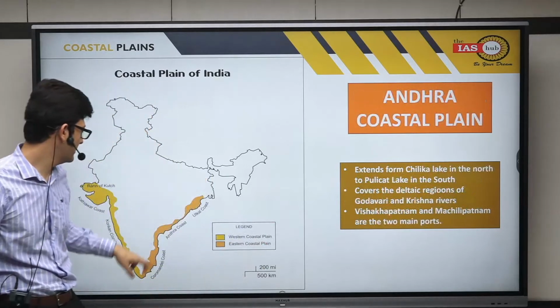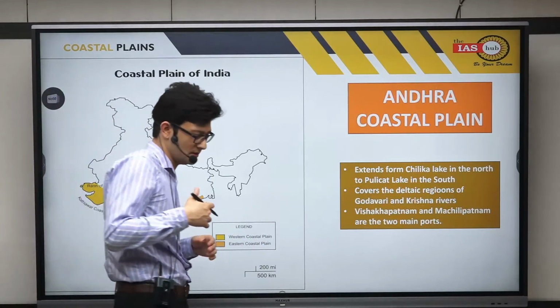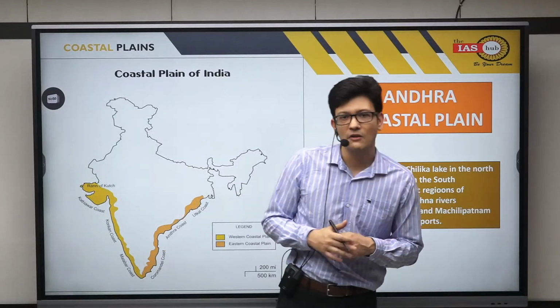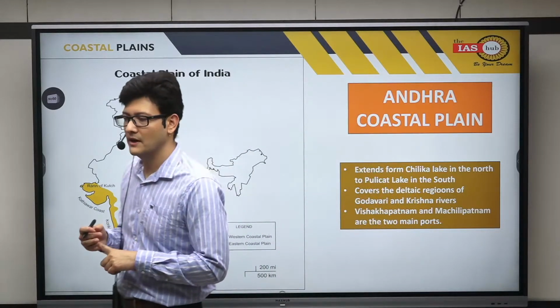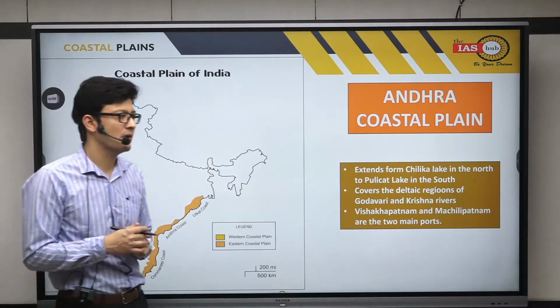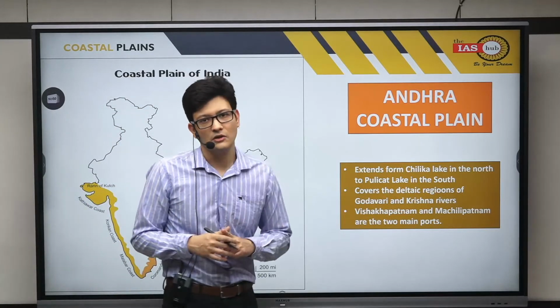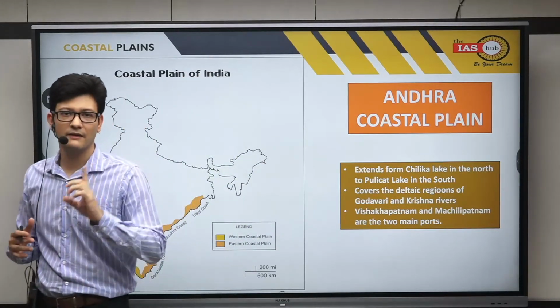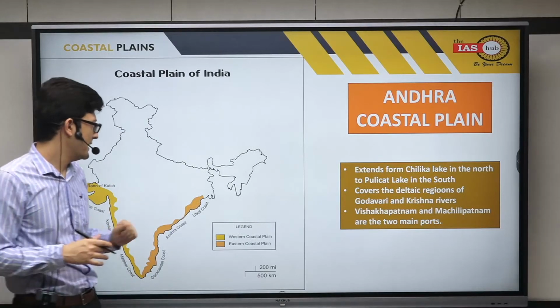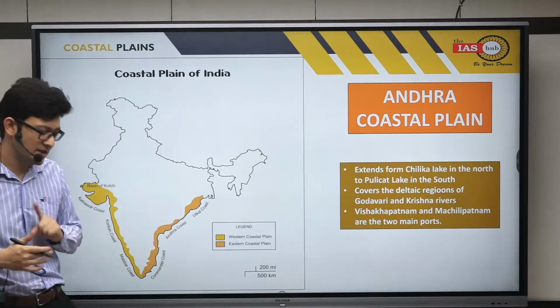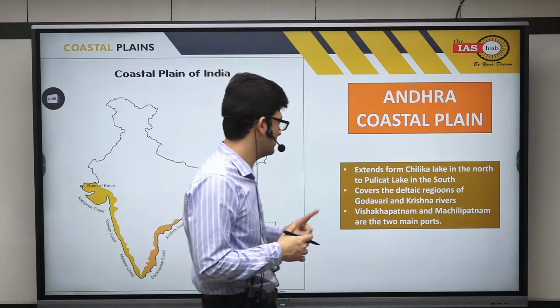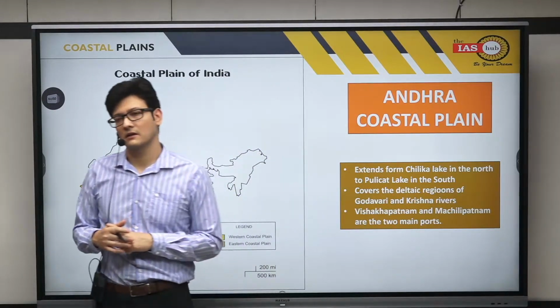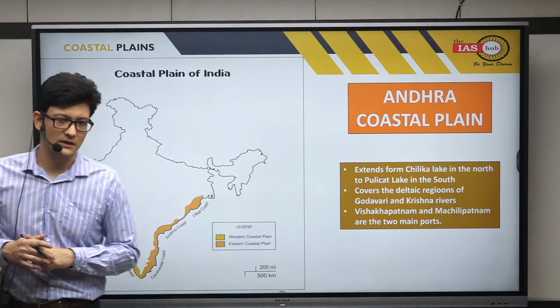Then we have the Andhra coast, which lies towards the southern side of Chilka Lake. From Chilka Lake towards the other lake is Pulikat Lake. So Pulikat Lake also forms a boundary between Andhra Pradesh and Tamil Nadu. So from Chilka Lake towards Pulikat Lake, we have the Andhra coast, and it covers the deltaic region of two major rivers, which are Krishna and Godavari. So the Krishna and Godavari rivers have a deltaic region in these coastal plains.